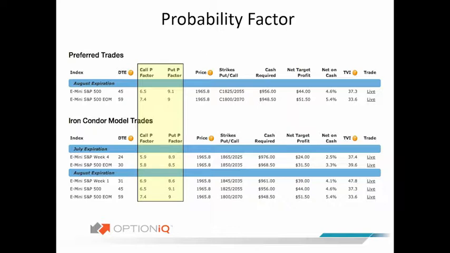So at the top, you'll see something called preferred trades. Below that, we have another strategy called iron condor model trades, and I'll address that later. But this is the section. If you're looking at this page, that's where you're going to look to see what your probability factors are. Now remember, once you get into the trade, those are going to fluctuate every day. But this is telling you what it is prior to getting in, or on day one when you get into the trade.